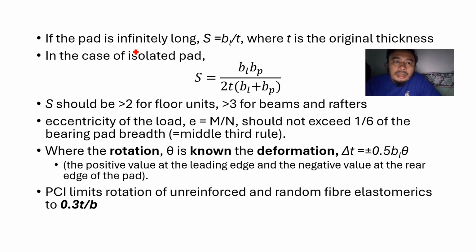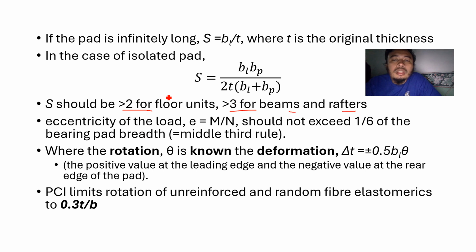If the pad is infinitely long, your shape factor S will be bearing length divided by thickness, where T is the original thickness. In the case of isolated pads, your shape factor will be length times width divided by 2 times thickness T times the length plus the width. S should be more than 2 for floor units, and more than 3 for beams and rafters.